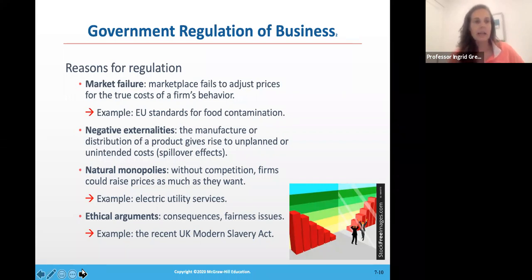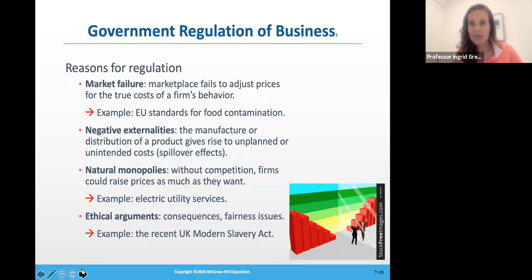The next one could be a negative externality. This is where the manufacture or distribution of a product gives rise to an unplanned or unintended cost, also known as spillover costs. This is where that example of the safety guidelines in the coal mines shows up. The unions came in and said, "Oh my goodness, there's a lack of safety in these coal mines. That black lung disease was showing up again and again, particularly in the UK." And so the government came in and said, "Okay, we need to regulate this. We need to make sure that the people who are working in those mines are protected."